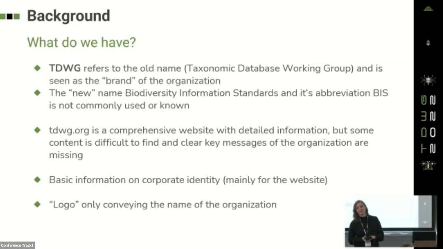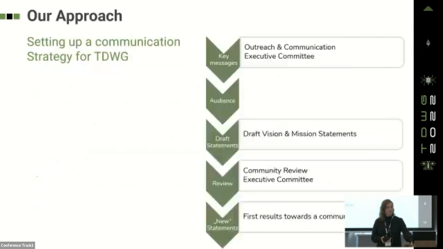We have a really comprehensive website, tdwg.org. There's a lot of information on that. But since there is a lot of information, it's really difficult to find the different key values of our organization. So there's no official mission or vision statement of what the organization is really doing. We have some corporate identity on the website, at least some colors, and we have a logo, but the logo is just some text. And this is really difficult. So we are not conveying what we are doing in our logo itself.